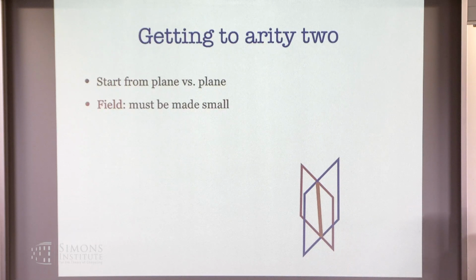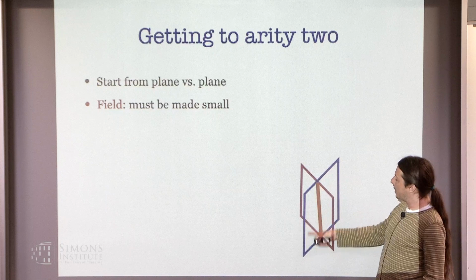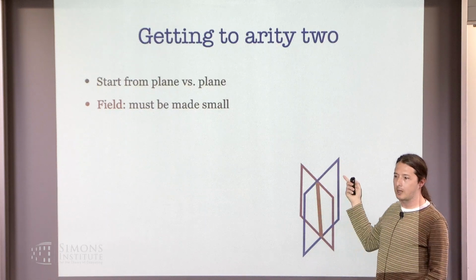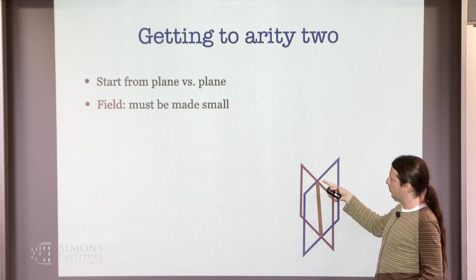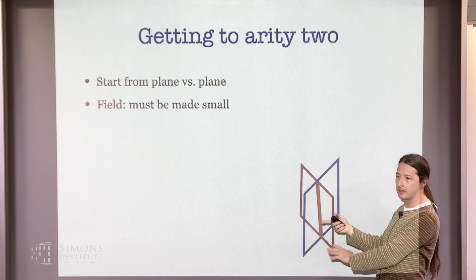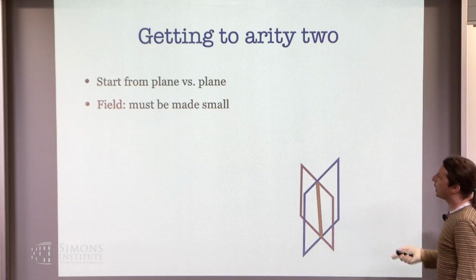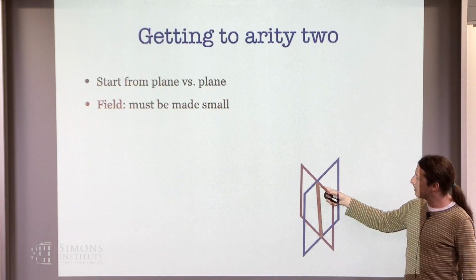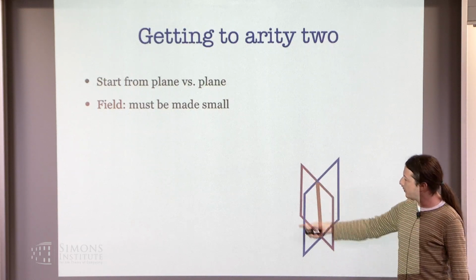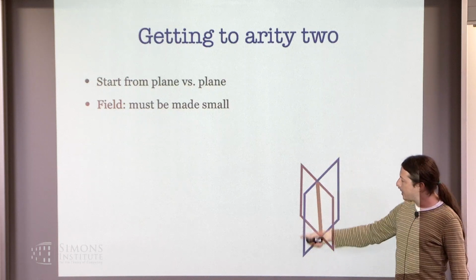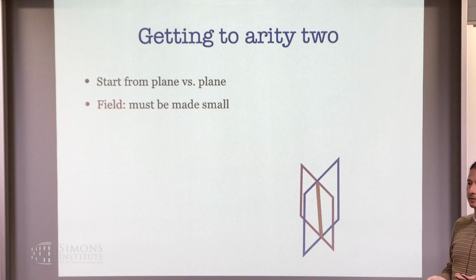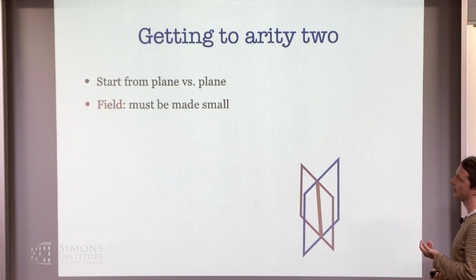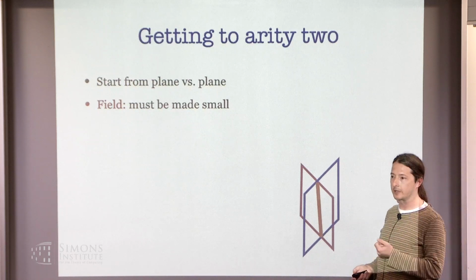Right, but if we start from Raz and Safra, we have these planes, and we pick 2 planes that intersect. If I know the assignment of this plane, there are still many options for an assignment to this plane as long as the field is large. So we need a small field. Optimally, we need a field of size 2.